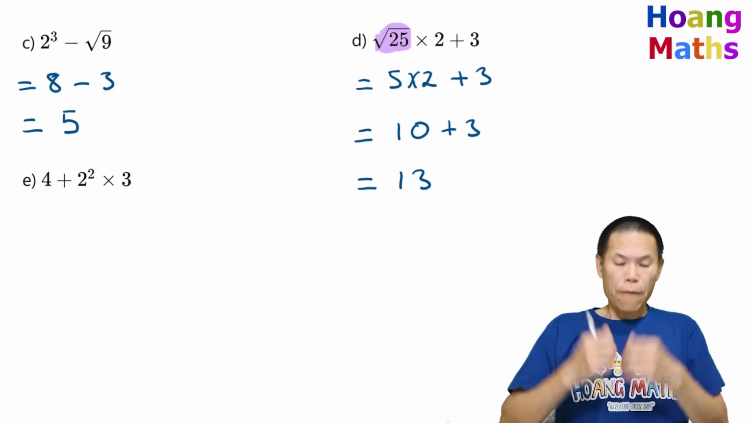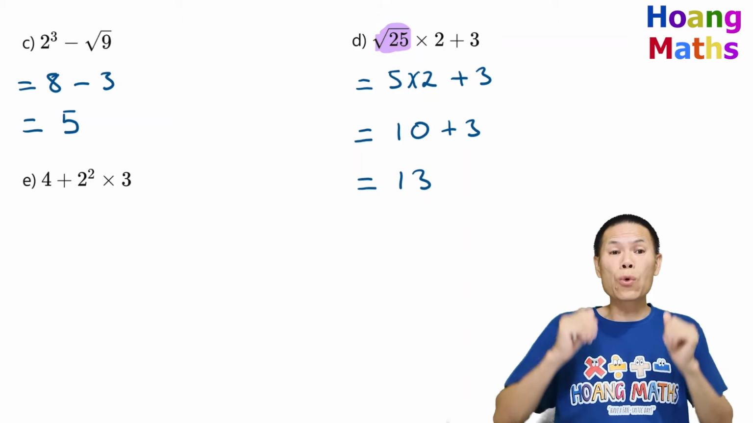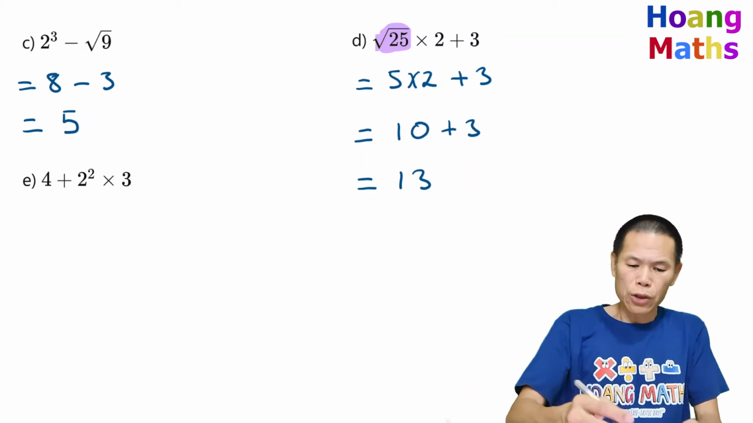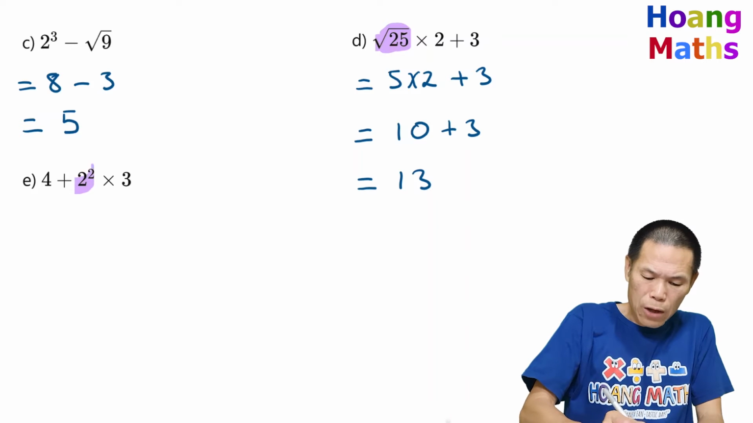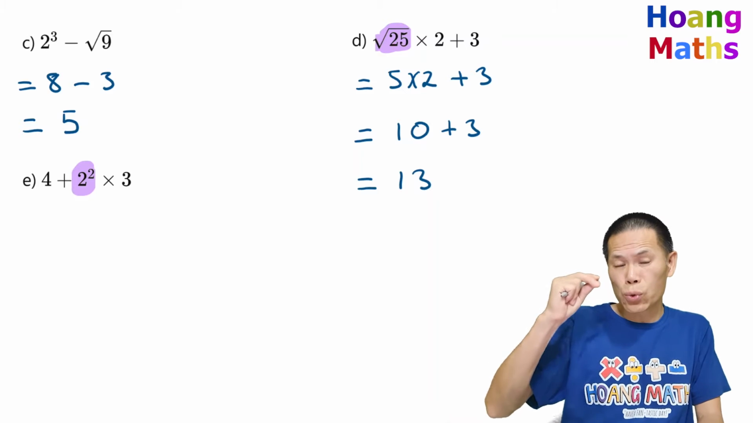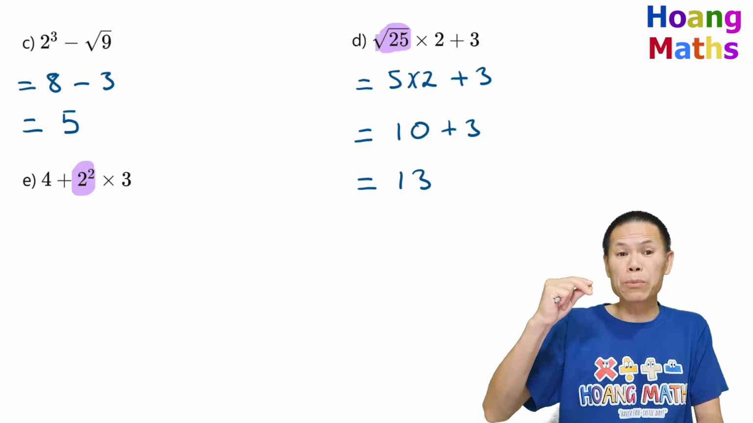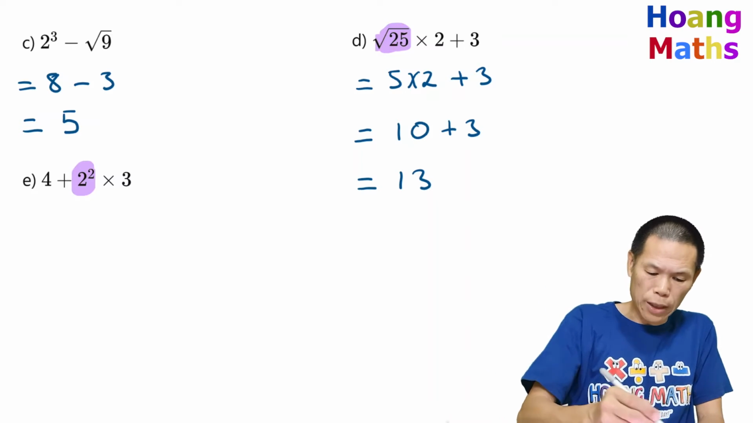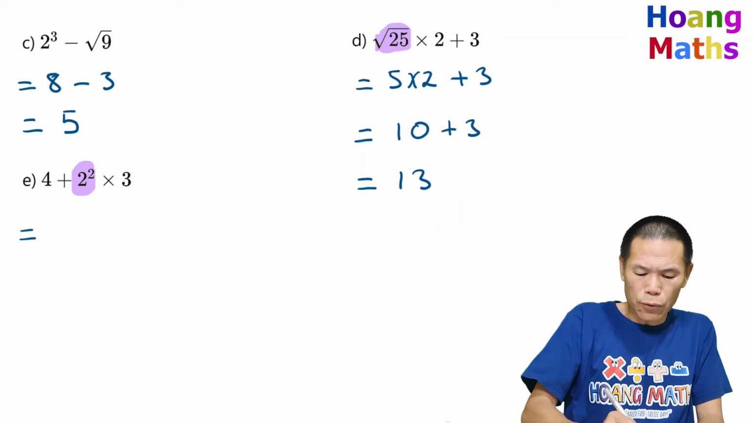Part E. 4 plus 2 squared times 3. So step number 1, we need to work out the 2 squared first. 2 squared means 2 times 2. So 2 times 2 is 4. Let me just write this down. So that is equal to 4.